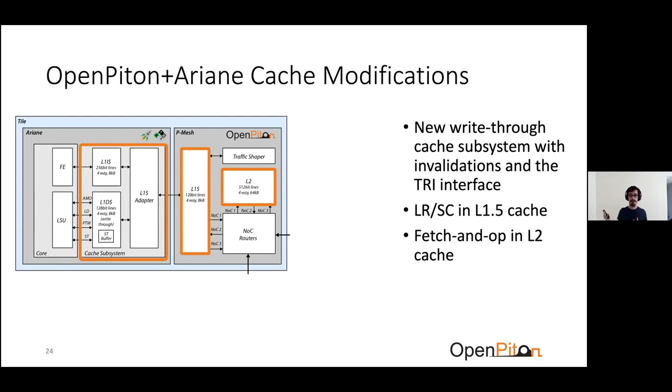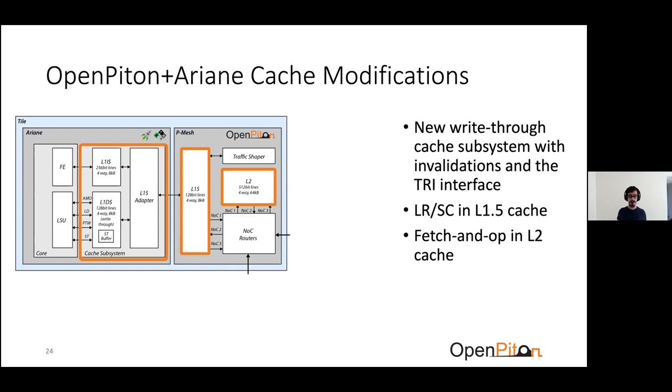On the P-Mesh side, we needed the new atomic operations for RISC-V that didn't exist in SPARC. So we added load-reserve and store-conditional into the L1.5 cache, which is a good place to put it, because then you can reuse it in other cores as well. And then we also added fetch-and-op atomics into our L2. So we could reuse some of the way that we did swap and compare-and-swap in SPARC, add in a new atomic ALU, and make some other modifications to make that work.